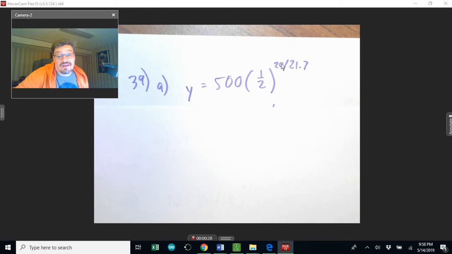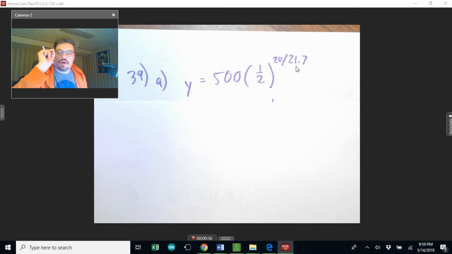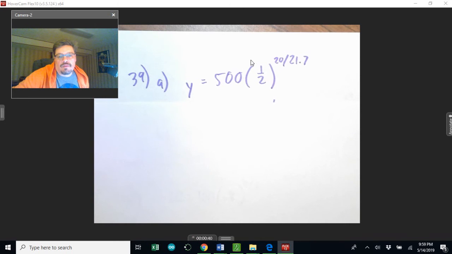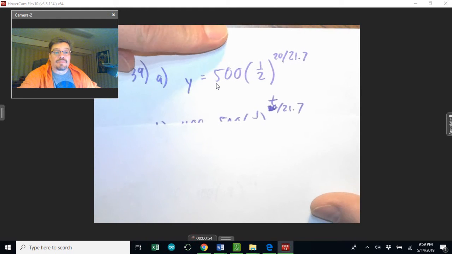So therefore, we divide those two because the time period is 21.7 and 20 is not quite getting 1, right? It's not one time period. It's a little bit less. So we raise 1/2 to that slightly less than 1 power, and then we'll multiply by 500, and so that our answer is actually in Go Formative. So I'm going to just leave you to that because it's getting late.